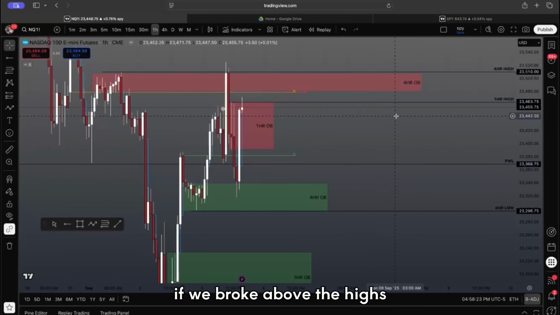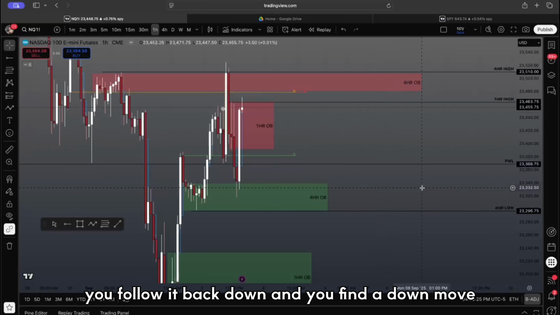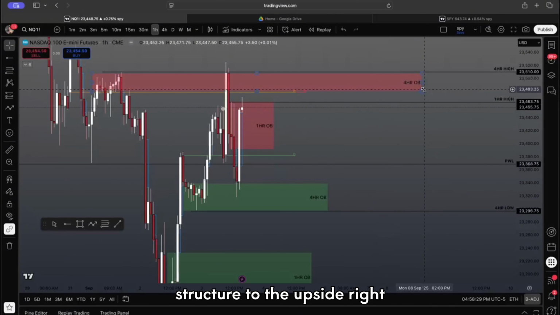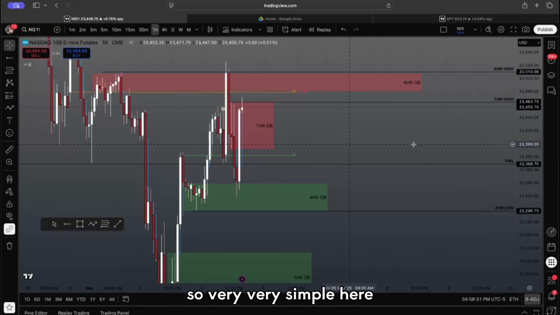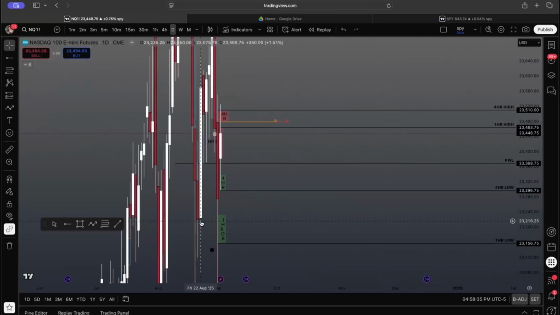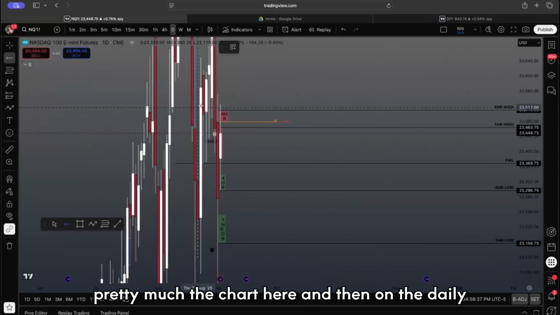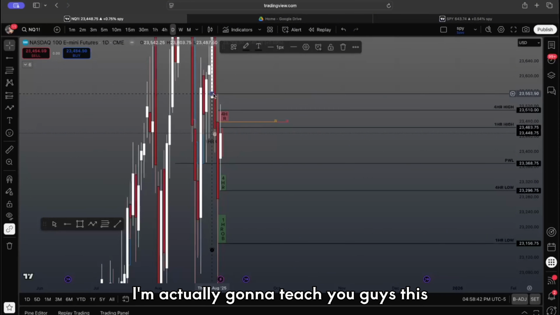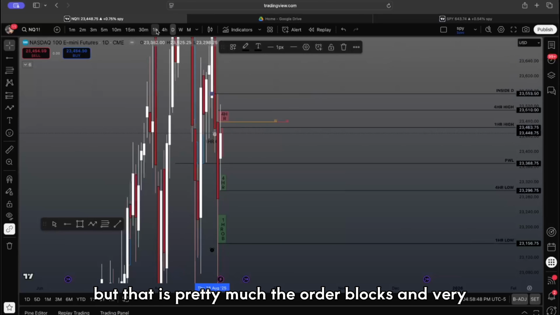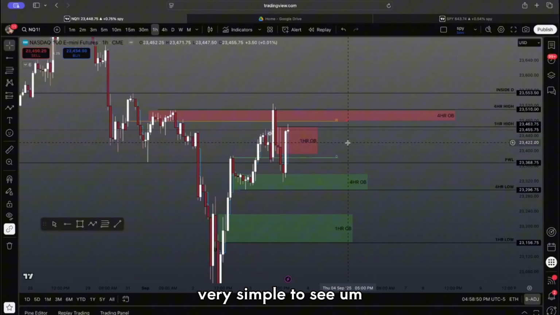If we broke above the highs, you follow it back down and you find a down move that's going to be your order block that created a gap to push the market structure to the upside, right? So very simple here, but let's see, this is pretty much the chart here. And then on the daily, I'm actually going to teach you guys this inside daily that we have here on another class. But that is pretty much the order blocks and very simple to see.